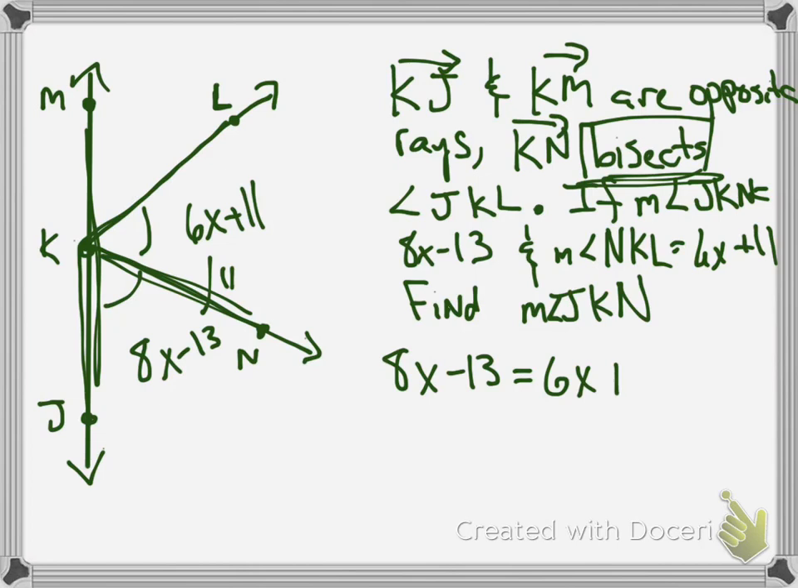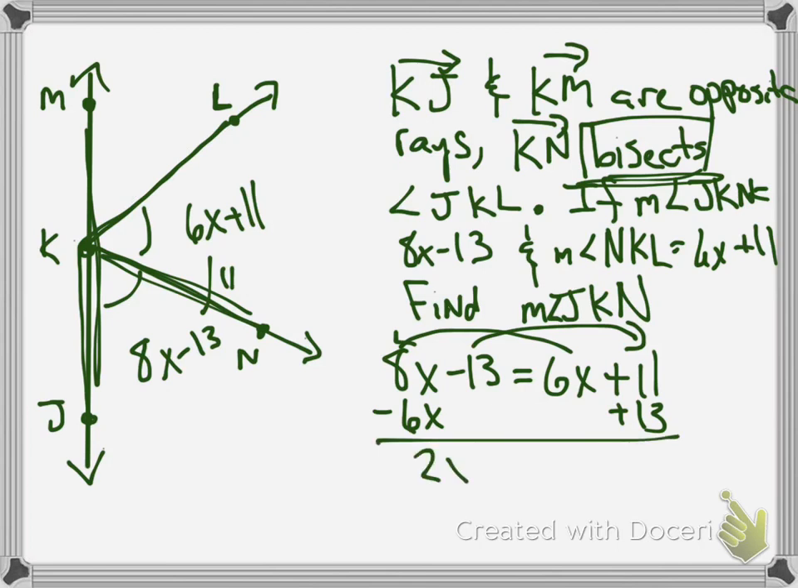And then, like we did in the last quiz, or back in the first week, we can solve this. Variables to the left, numbers to the right. The 6x would move to the left, become a minus 6x. The minus 13 would move to the right, become a plus 13. And then I would say 2x is equal to 24. So x is equal to 12.